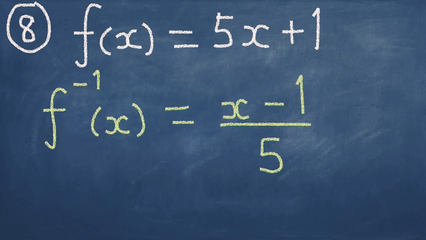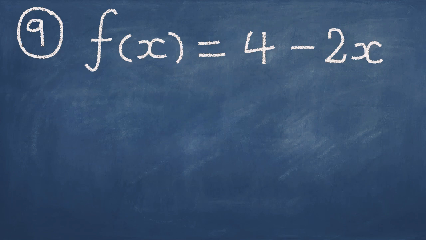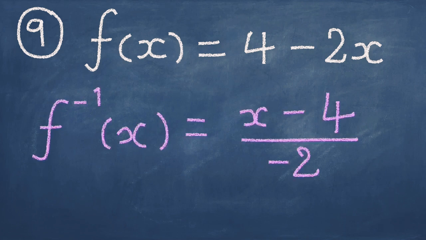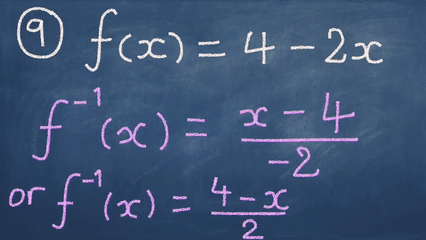Alright, question number 9, we have f(x) equals 4 minus 2x. Okay, we have a negative there, be careful. First bring over the 4, so we have x minus 4 over 2. Or you can have directly x minus 4 over negative 2. You can do this as well, as long as you bring the negative. But if you want to change to the other version, you can divide the x over negative becomes negative. So negative 4 over negative 2 becomes positive. So 4 minus x over 2 will be the final answer.